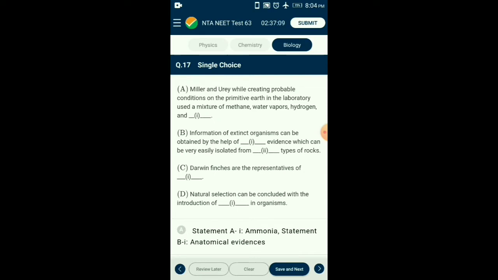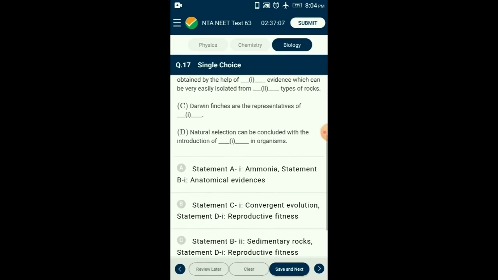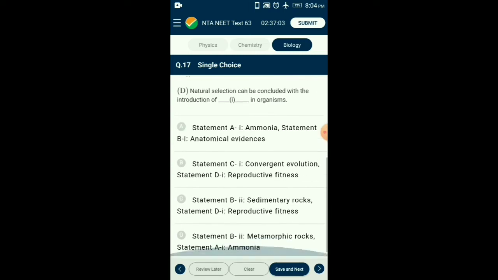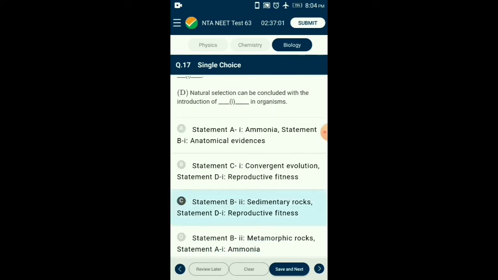So the answer for this question is option C. Statement B, that is the second one, sedimentary rocks. Statement D, 1, reproductive fitness.